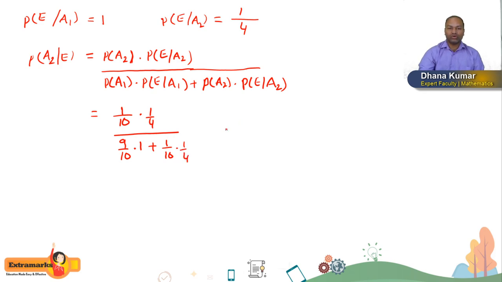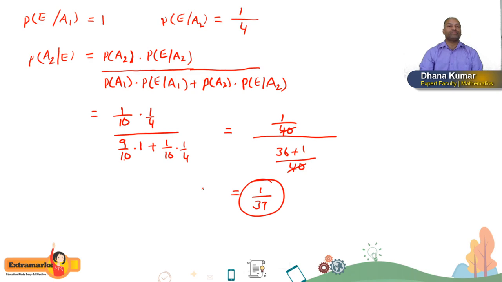So that is equal to what? Simplification: 10 fours are 40. In the denominator the LCM is 40. 4 nines are 36, plus 1. The 40s cancel. So that is equal to 1 by 37. That is the final answer.